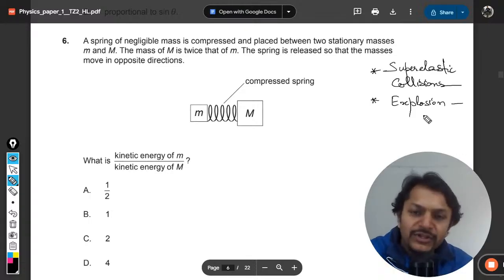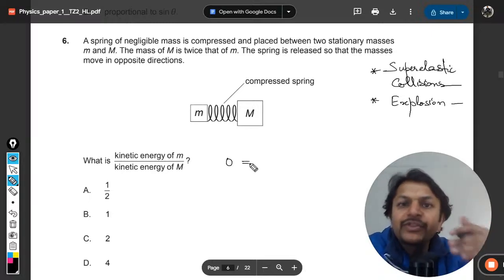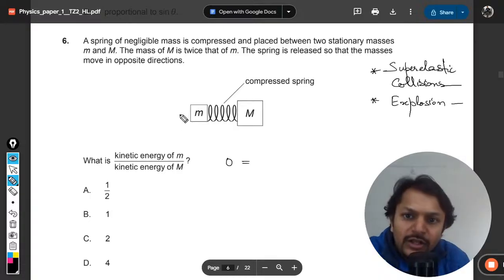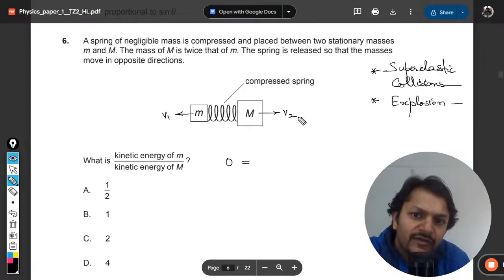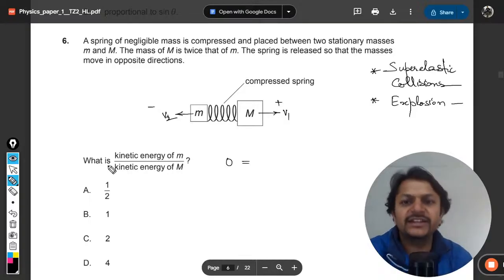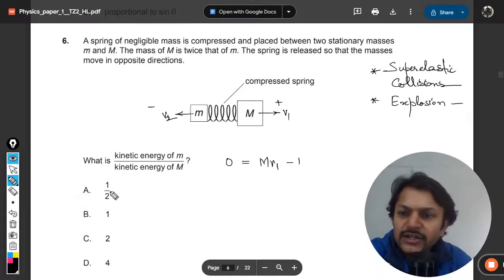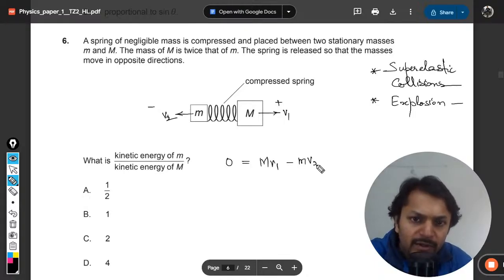So we would be applying the principle of conservation of linear momentum first of all. So the initial momentum for both bodies is zero, equal to the final momentum after you have released them. So let us say this body is going back with v1, this body is going here with v2, so let me take this as v2 and this as v1, because I'm going to take this direction as positive and this direction as negative. So the momentum will be Mv1 minus small m v2. Accordingly, we can find the ratio.